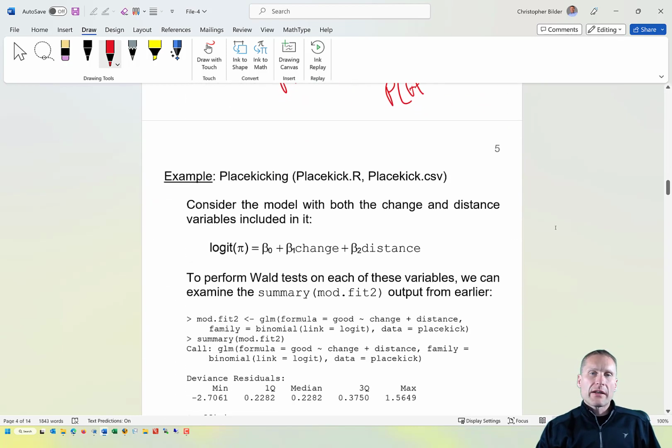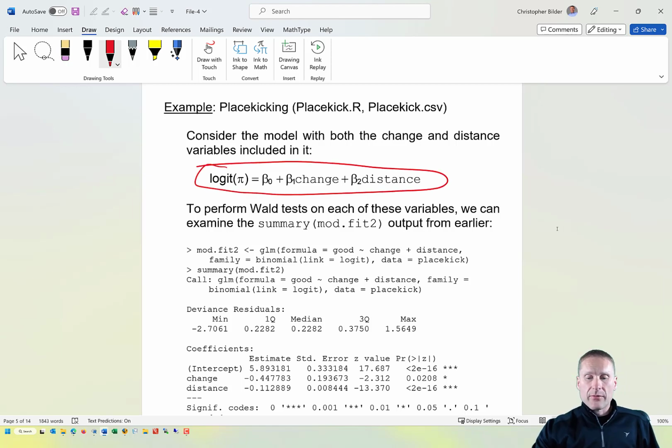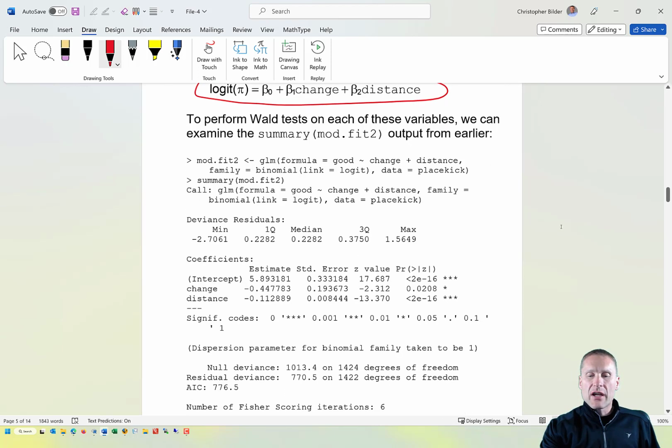Okay, so let's take a look at an example that applies this, again, with the place-kicking data that we've seen before. We're going to go back to using this model that has both change and distance in it. So let's go ahead and estimate this model. So again, I say change plus distance to indicate both of them. The plus means and, not that I'm adding the change value to the distance value. Put the results into mod.fit2, then I summarize it using the summary function.